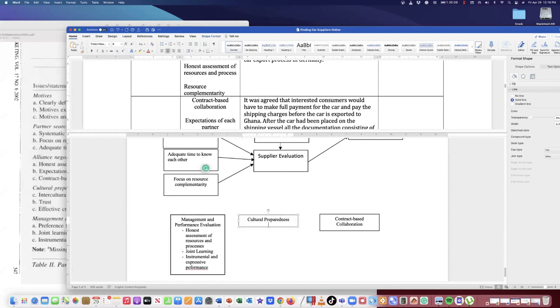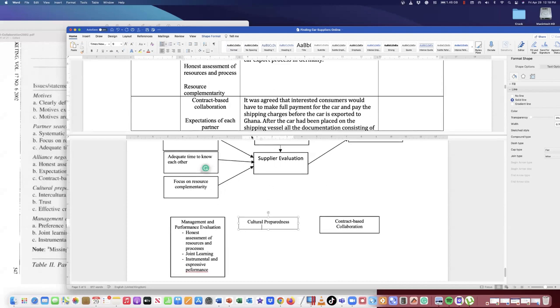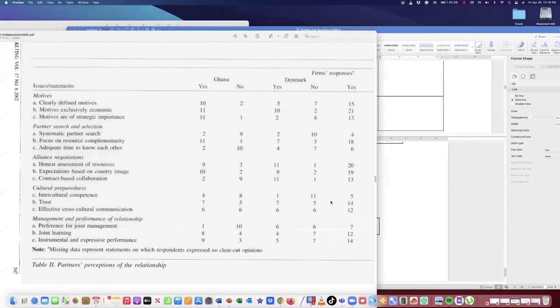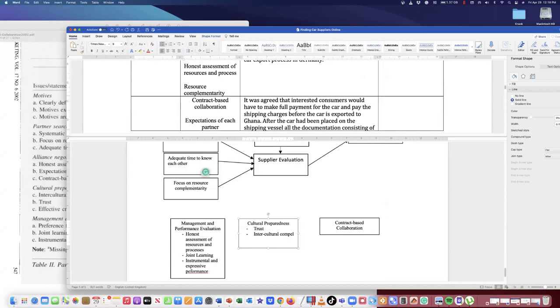Then cultural preparedness will be trust. And then what again? Intercultural distance. Trust. Intercultural competence. Then there's something called effective cross-cultural communication. Okay, I get it. I agree with you guys. Then here, I want to just put contract-based collaboration.